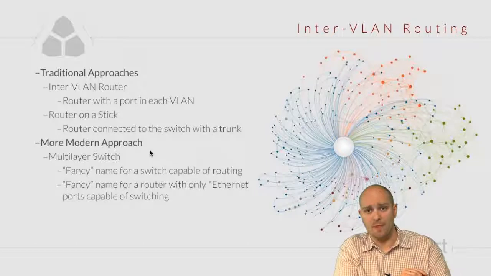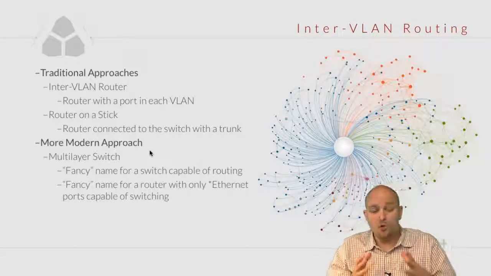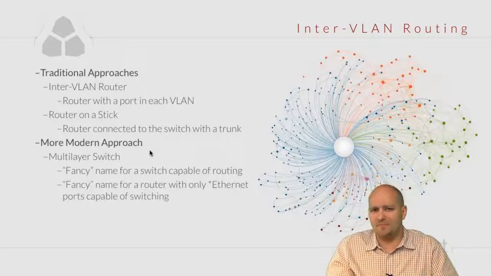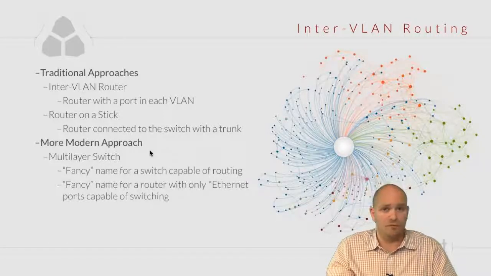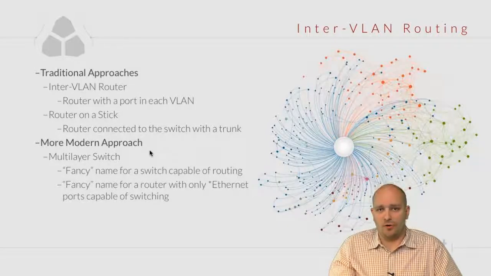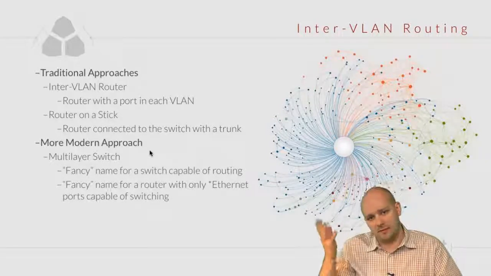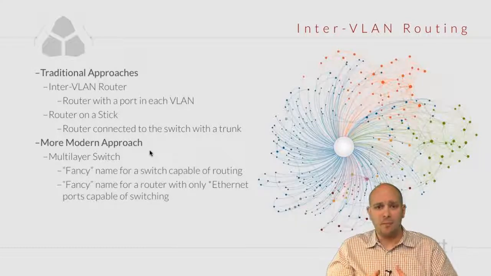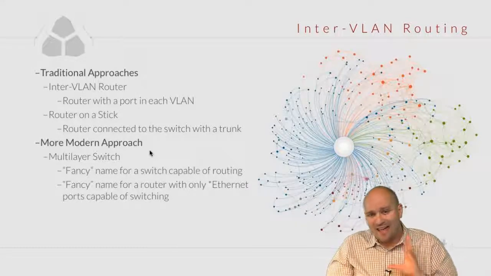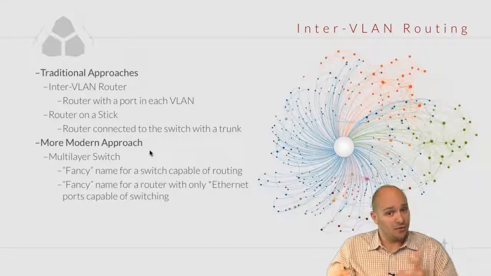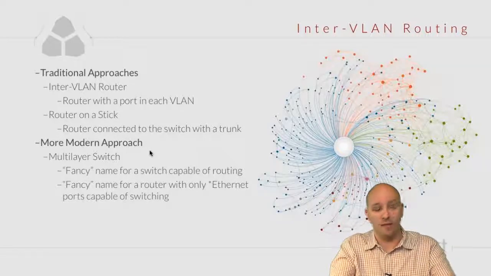A modern solution involves a multi-layer switch. A multi-layer switch is really just a fancy name for a switch capable of routing, or if you want to be a little bit more cynical, a fancy name for a router that has only Ethernet interfaces, fast Ethernet, gigabit Ethernet, 10 gig, 40 gig, whatever we might have, capable of switching as well. And this is going to be a really interesting solution to this problem, because with this particular approach, we don't need an external device.